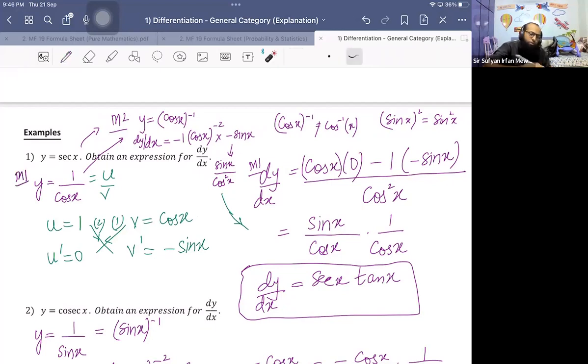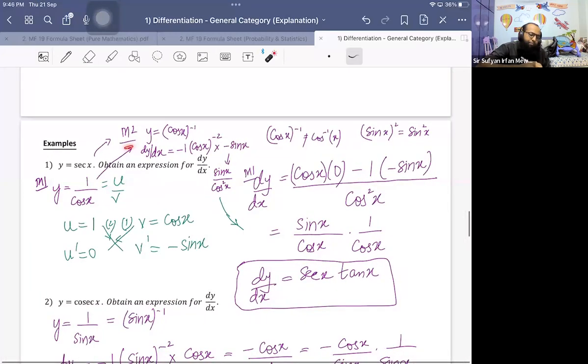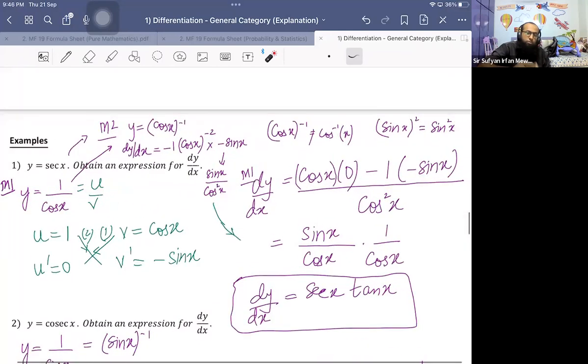Using quotient rule. There is method number 2 as well. Method number 2 is, this is 1 upon cos x. We can shift cos x to the numerator. So cos x whole power, it becomes cos x whole power minus 1. Now the thing to note is that sin x whole square becomes sin square x.